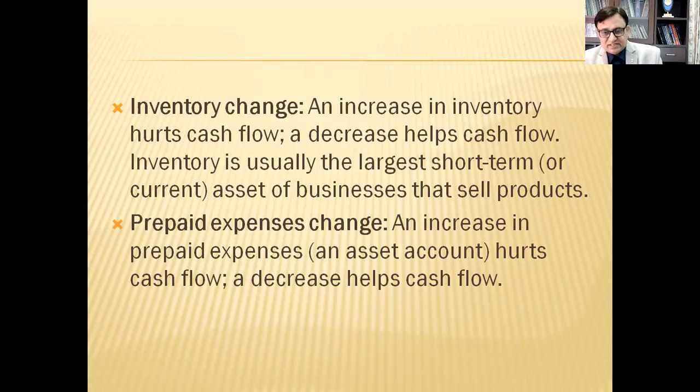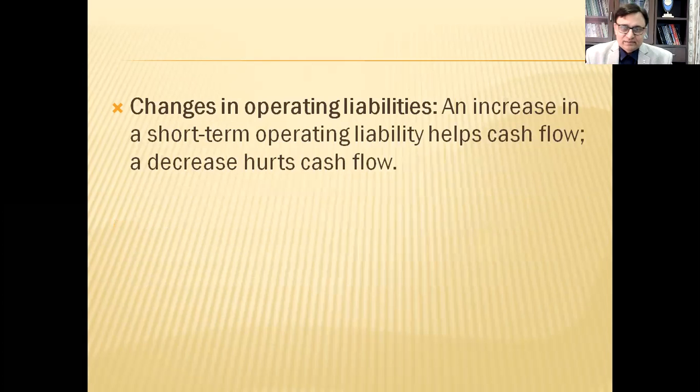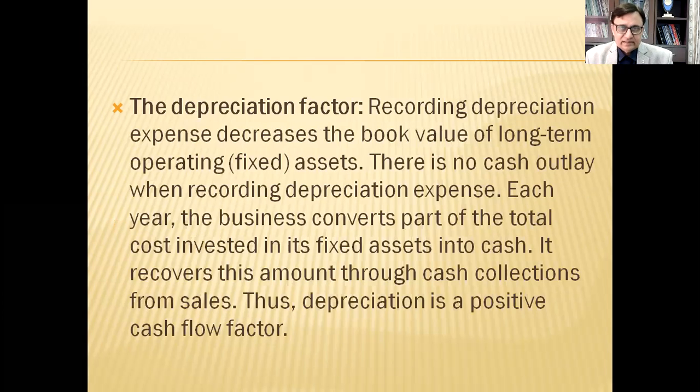Similarly, prepaid expense change is there. An increase in prepaid expense, that is an asset account, hurts cash flows. And if it is decreased, that helps cash flows. So in this way, we make adjustments. Similarly, changes in the operating liability, that is the current liability. An increase in short-term operating liability helps cash flow. If it is increased, it means cash has not been paid to them, so it helps the cash flow. If it decreases, it means payment has been made to them, so it hurts cash flow. So that should be taken into account.